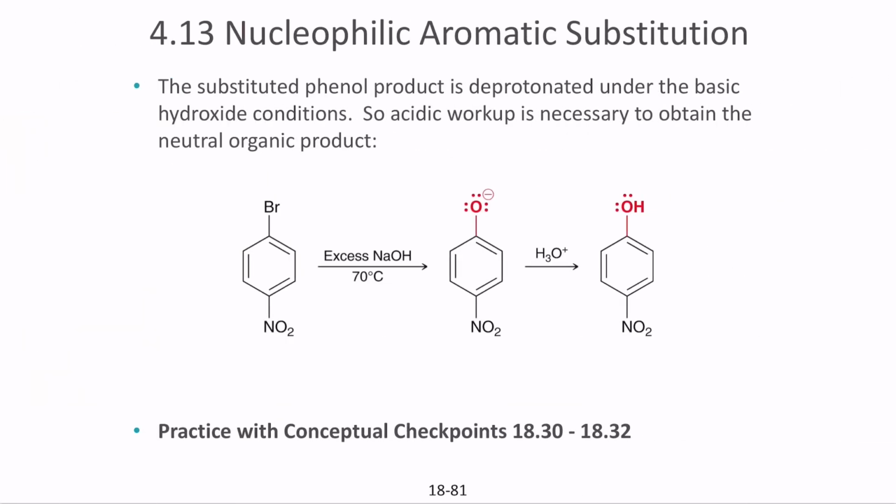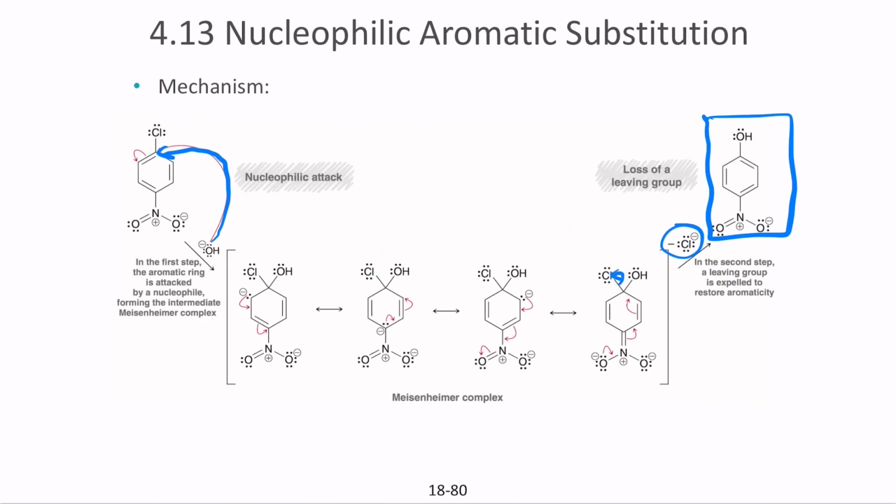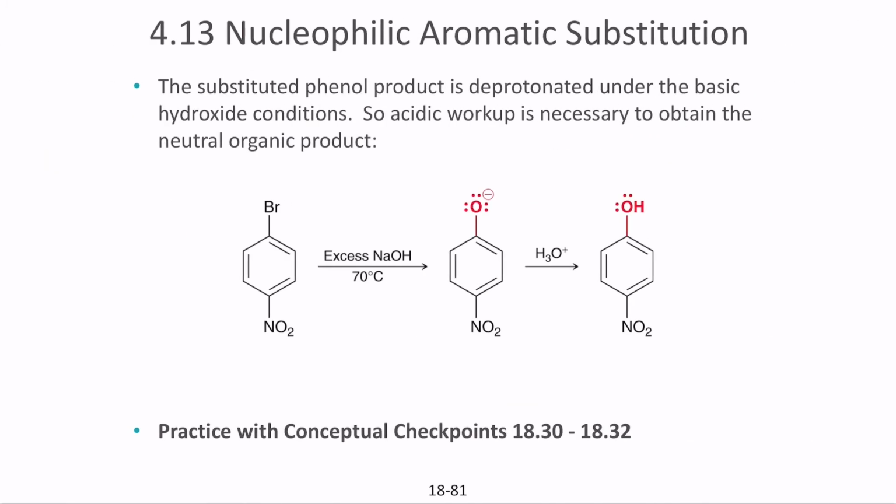So this is an example of nucleophilic aromatic substitution. It looks similar to electrophilic aromatic substitution, but the reaction here involves the loss of a leaving group on its own rather than having a proton attack. The substituted phenol product in general is deprotonated under basic hydroxide conditions.